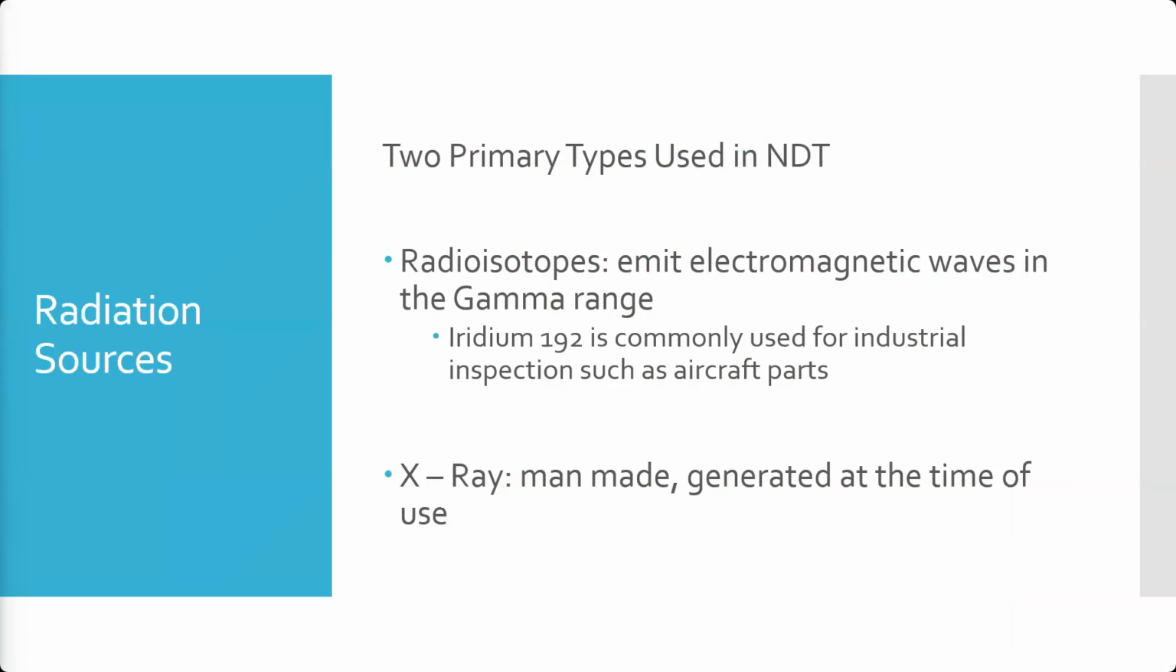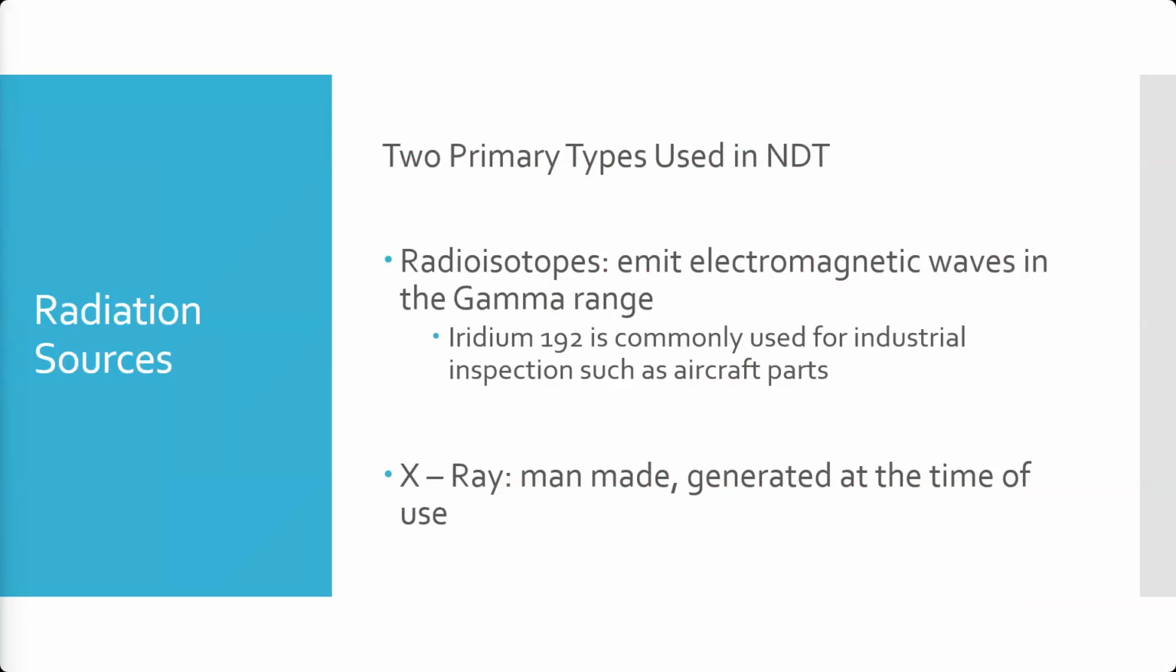The other version is X-ray. These are man-made. So the big difference here is a radioisotope is radioactive, and it's always going to be radioactive. You can't shut it off. All you can do is contain it. You have to have some kind of a safe container to put it in.